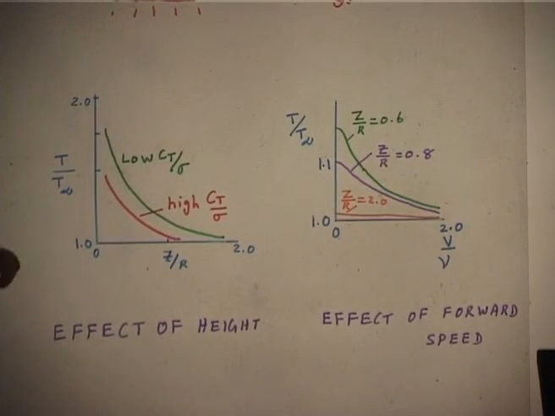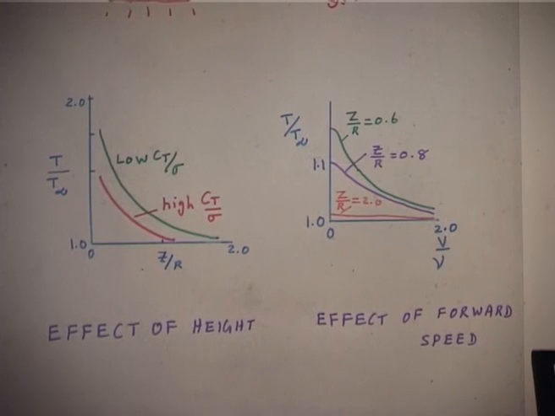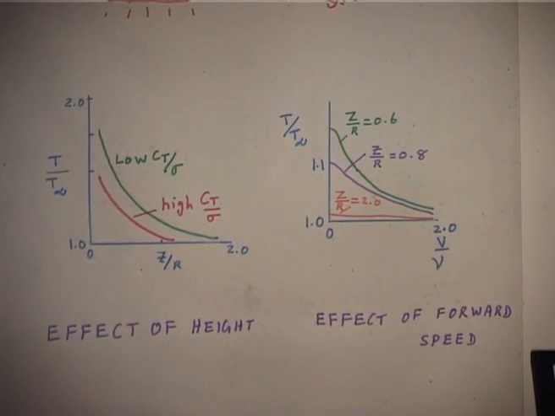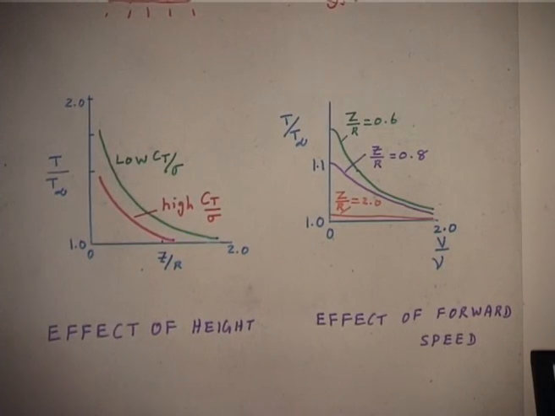Because the whole wake is pushed backwards and the effect of ground is lost. So, it is quite sensitive to side winds. Usually the thumb rule is if you go beyond one rotor diameter, ground effect you can take as 0, there is no ground effect. One rotor diameter, that is the general thumb rule.